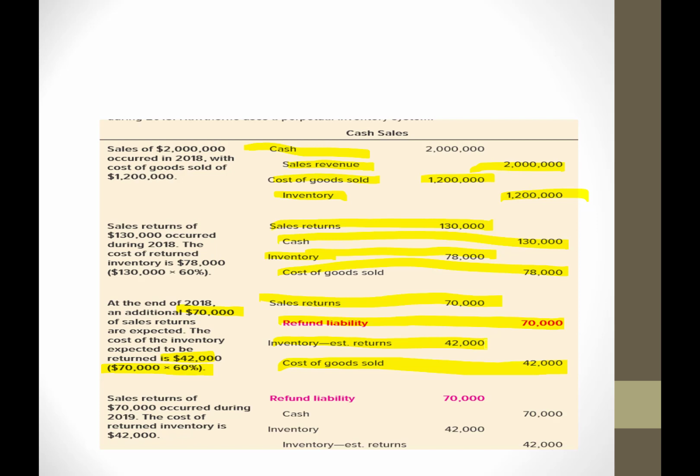So we're actually going to put that number back into our inventory. It's going to add to our current assets, isn't it? That number right there, that 42,000. And then if there ultimately is a refund, of course, we would debit the refund liability, credit the cash, put those things back into what? Regular inventory, and take them out of the estimated inventory account as they come back.